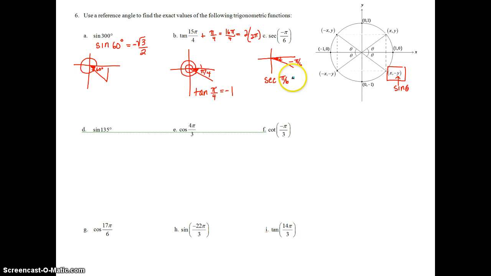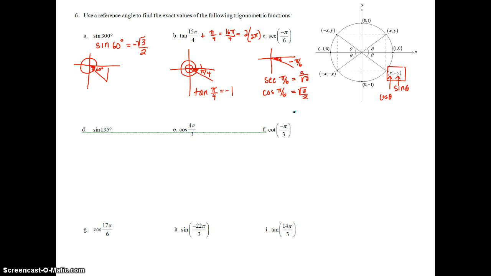So before we find the secant of pi over 6, we're going to find the reciprocal function. What's the cosine of pi over 6? So what's the cosine of 30 degrees? Well, we know that's root 3 over 2, and therefore the secant will be 2 over root 3. Since the secant and the cosine are both related to the x value, and the x value is positive in the fourth quadrant, these values will both be positive.